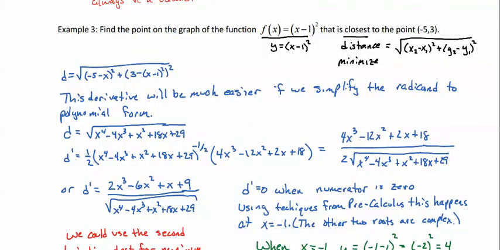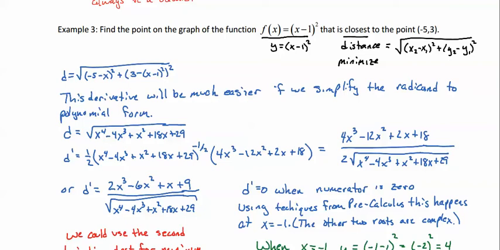Number 3, you have a problem just like this on your homework in WebAssign. And it's very possible that it's this exact problem. So let's take a look. Find the point on the graph of the function f of x equals (x minus 1) all squared that is closest to the point negative 5, 3.